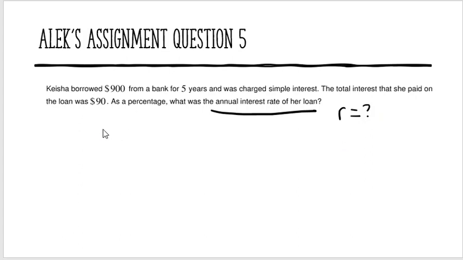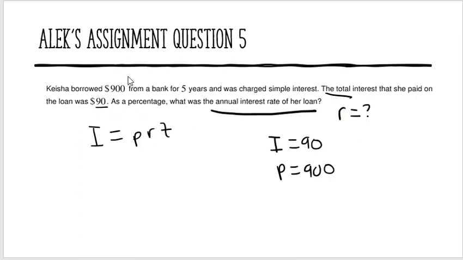Now let's figure out what we do know. So we're going to use the formula for simple interest. I equals P times R times T. We know our I, the total interest that she paid on the loan was $90. We know our P is $900. That was how much she borrowed from the bank. That was her initial amount. We know that the time in years is 5, and the R is the thing that we don't know.